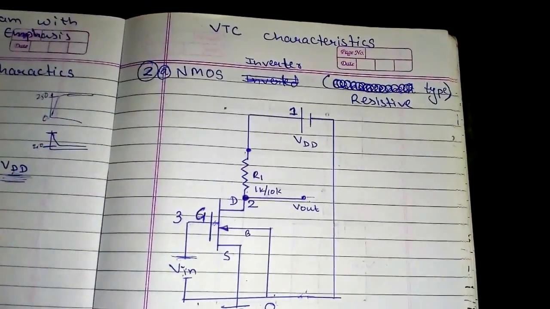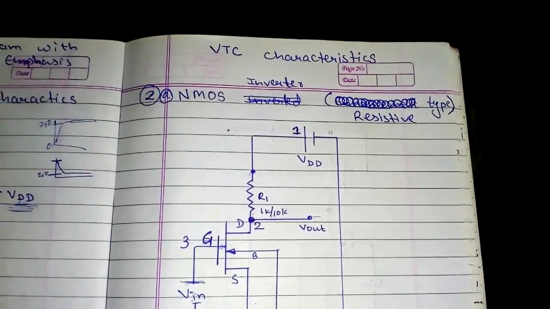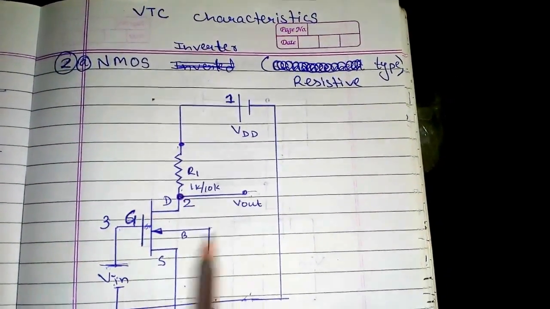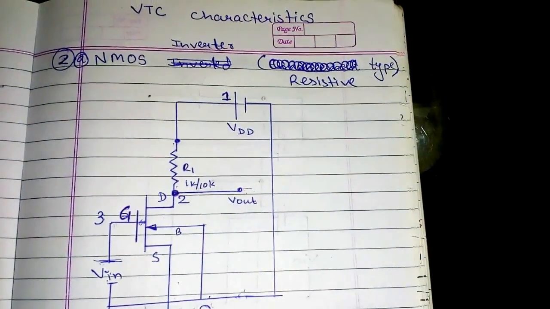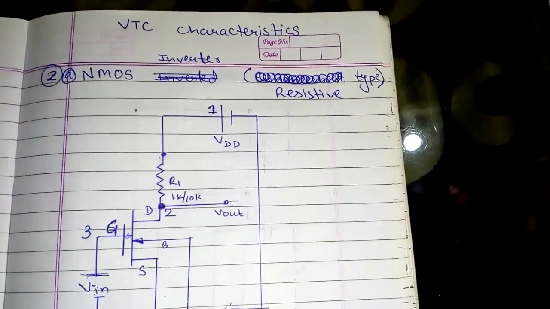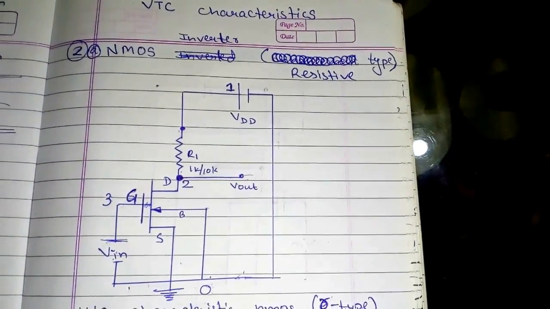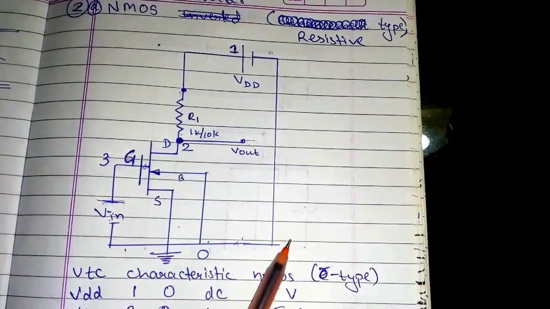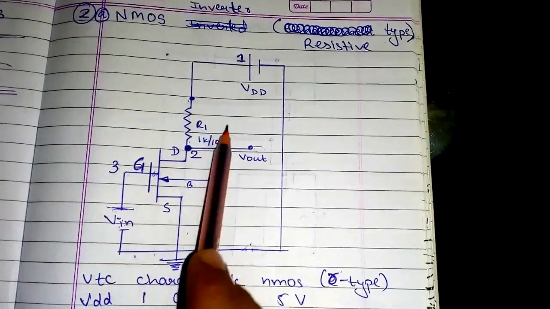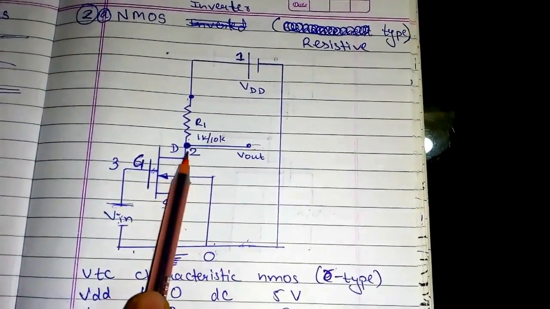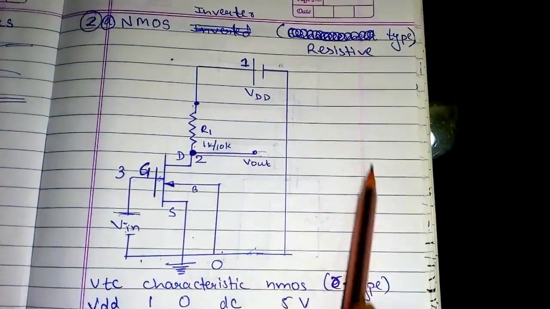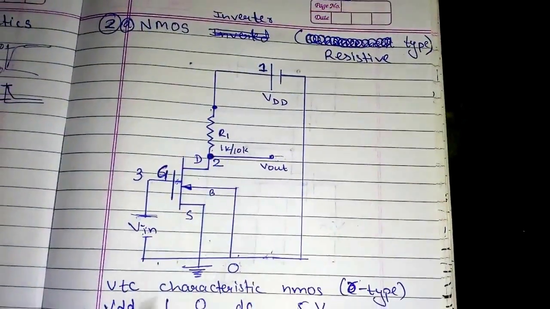Hey guys, the next thing that we are learning is basically the NMOS inverter of resistive type, and we are going to plot its VTC, that is voltage transfer characteristics, in NGSPICE. So this is basically how the diagram looks. I have Vin, then this NMOS, then a resistor R1, typically between 1k to 10k, whatever value that you like, and a VDD, which is between drain and ground.